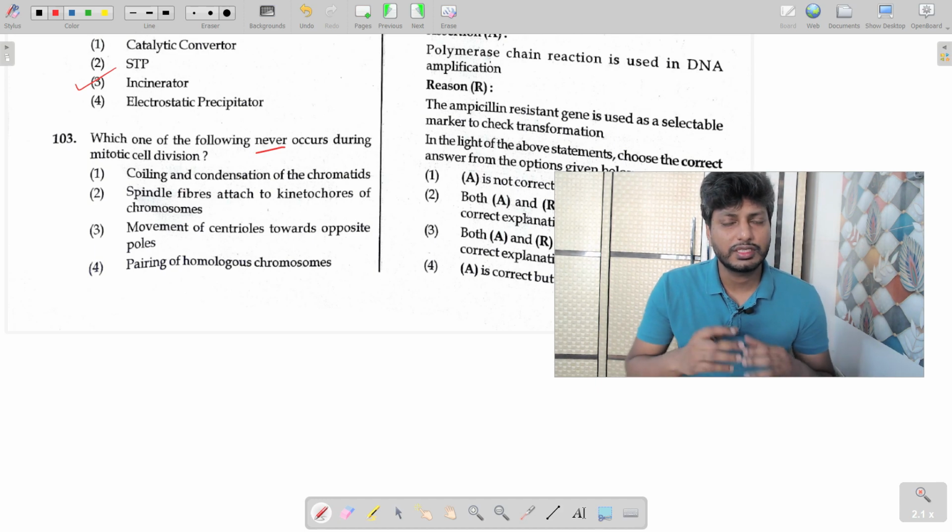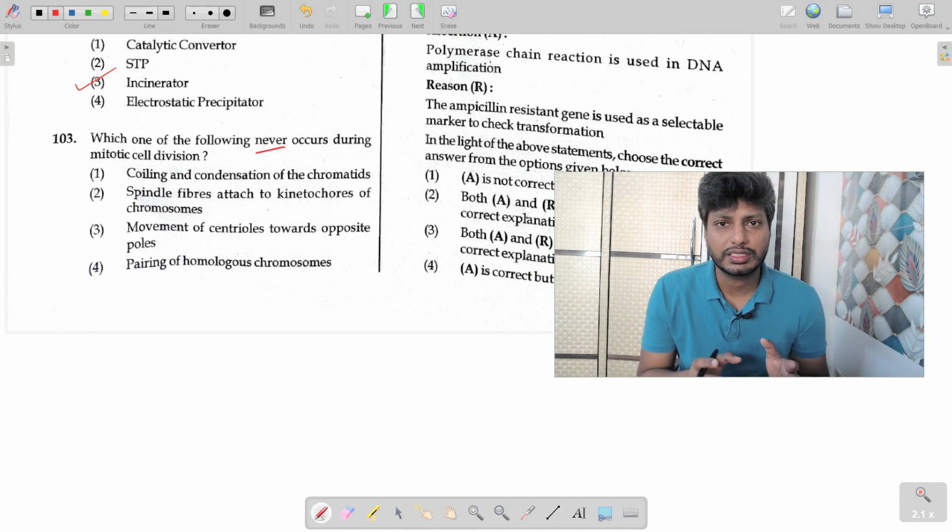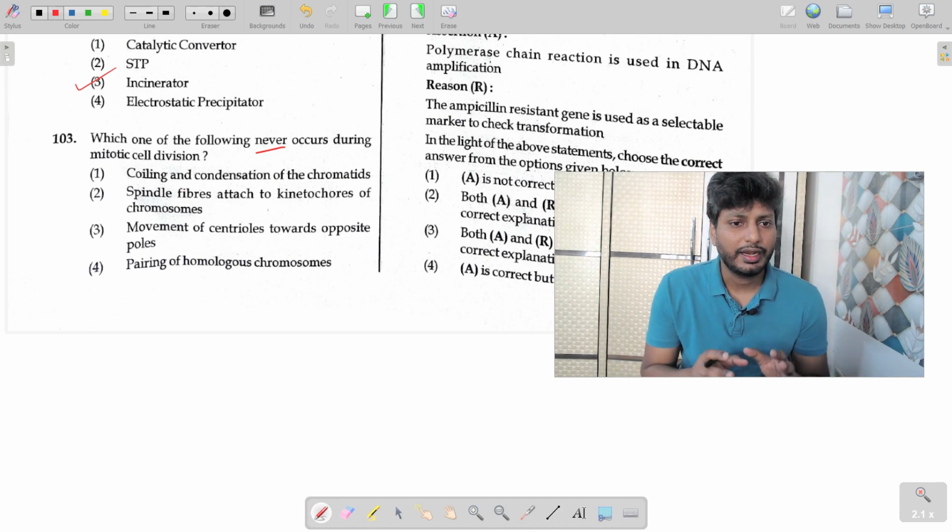But in prophase they have just started becoming condensed, and that's why the first statement, that is coiling and condensation of chromatids, will be right for mitosis. But as the question is asking us what never occurs, of course the first option is not right. Second option, let us read.